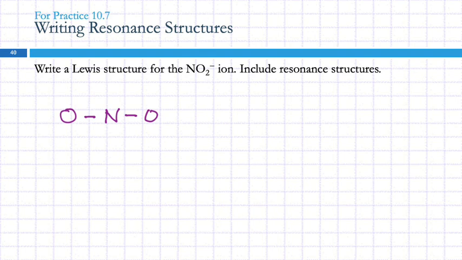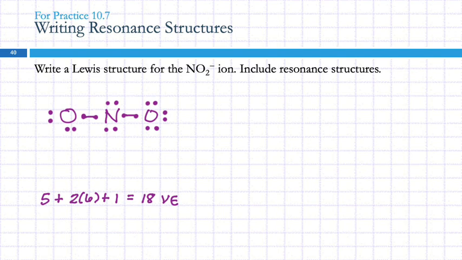So we've got nitrogen with 5 valence electrons. We have 2 oxygens. They each have 6. And the negative charge means we add an electron. So that gives us 18. So I've got 2, 4, 6, 8, 10, 12, 14, 16, 18. It's 3 atoms and the same number of electrons, just like ozone.